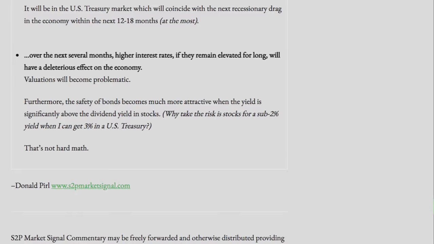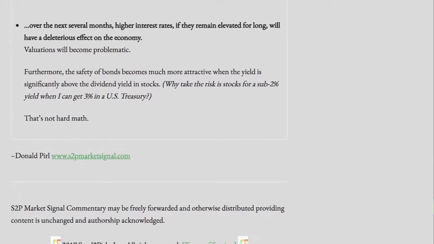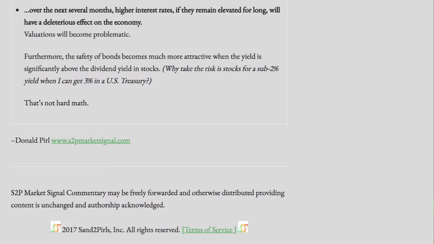at most. Over the next several months, higher interest rates, if they remain elevated for long, will have a deleterious effect on the economy. Valuations will become problematic. Furthermore, the safety of bonds becomes much more attractive when the yield is significantly above the dividend yield in stocks. Why take the risk in stocks for a sub 2% yield when I can get 3% in a U.S. Treasury? That's not hard math.